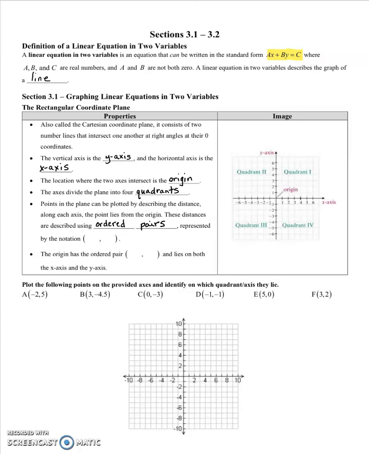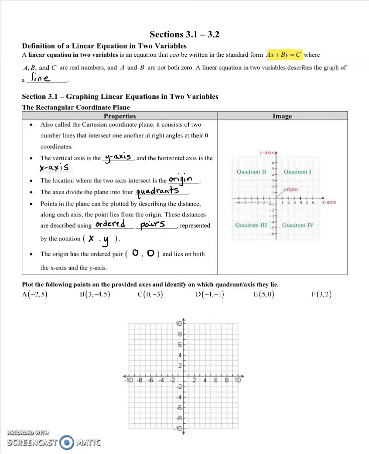And we do that using what we call ordered pairs. The ordered pairs are represented by the notation (x, y). So the x, the horizontal variable, always comes first, and the vertical variable always comes second. So the origin has the ordered pair (0, 0). And it lies on both the x-axis and the y-axis.